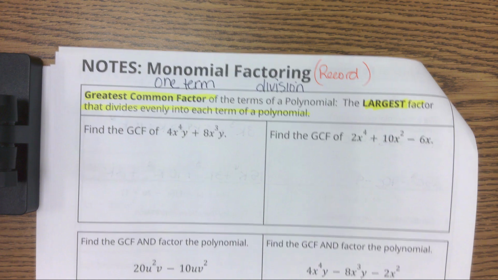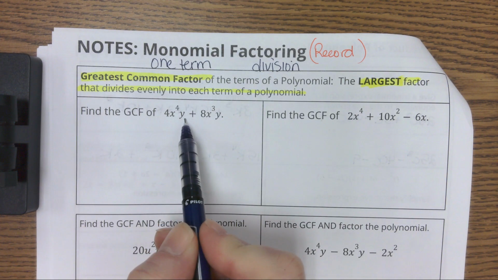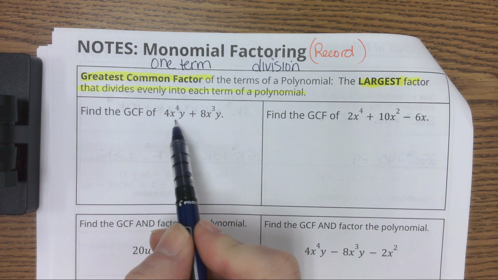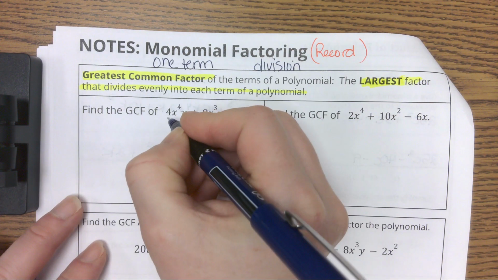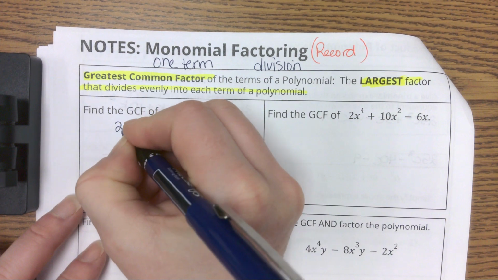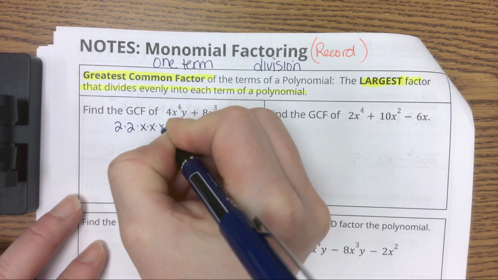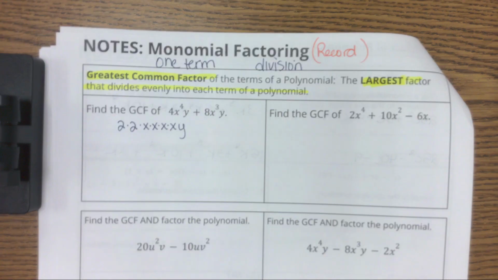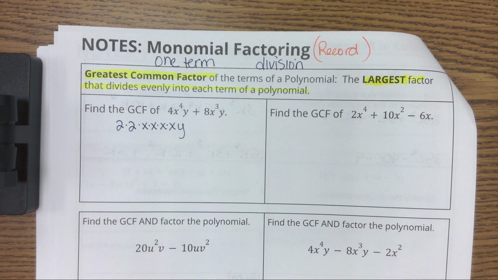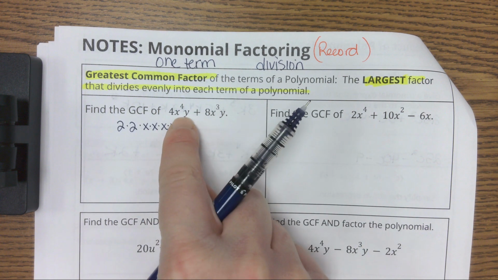Okay. So if I wanted to find the GCF of 4x to the fourth y and 8x cubed y, I'm going to write this all out. So I'm going to think of this 4 as 2 times 2 times x times x times x times x times y. I'm going to do this the long way to explain what I'm doing. And then later on, I'm going to just show you how, hopefully you know what that means. Does that make sense that that is what that is expanded?